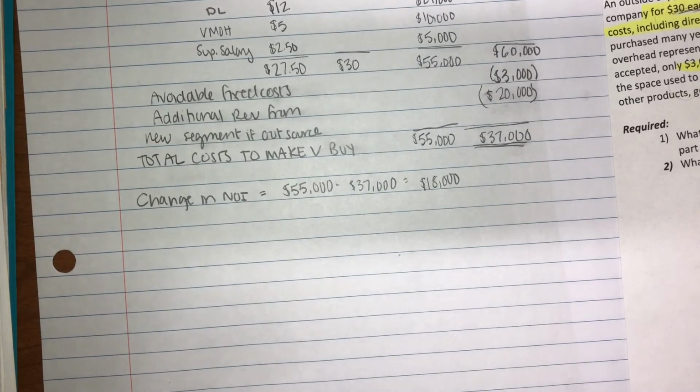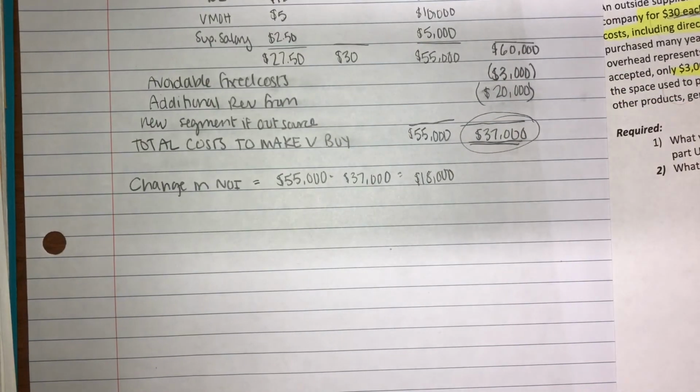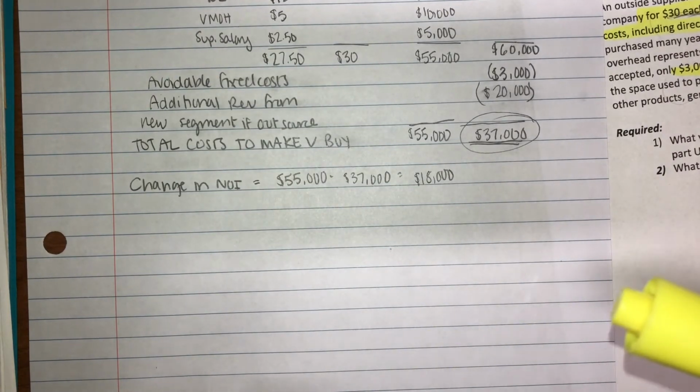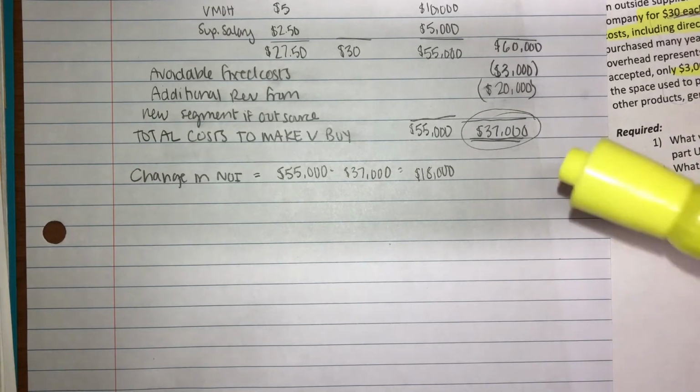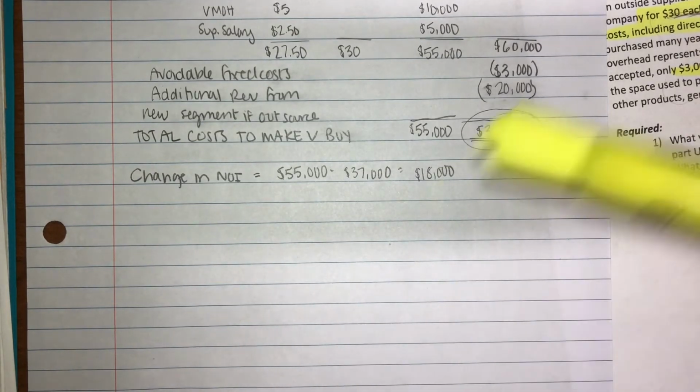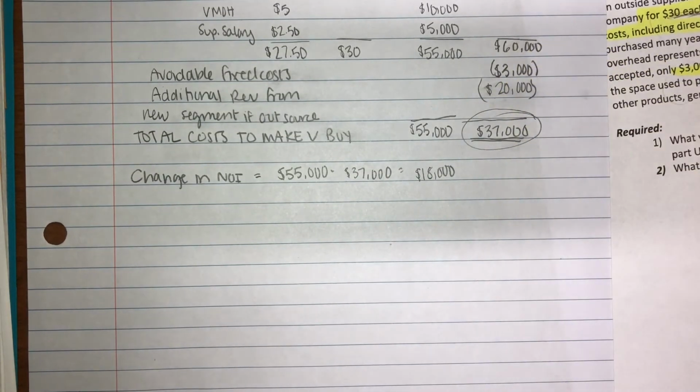Did we answer everything? What option would we choose? We would choose this option, right? This is a better option because it costs less to purchase the rudders than it would to make them, due to these other additional factors.